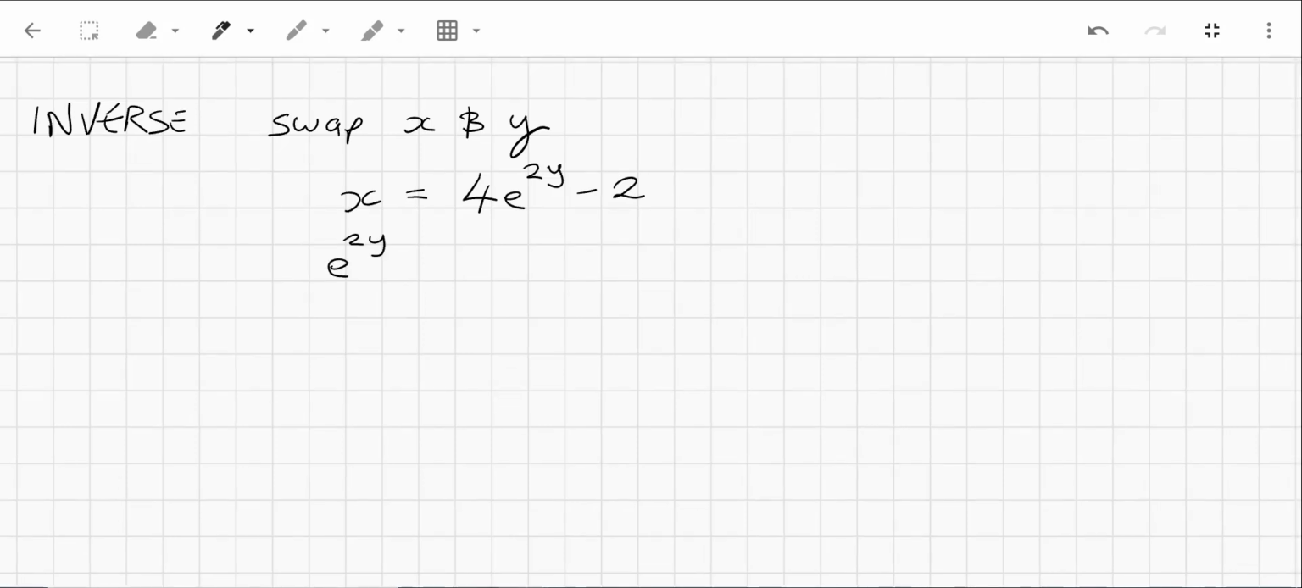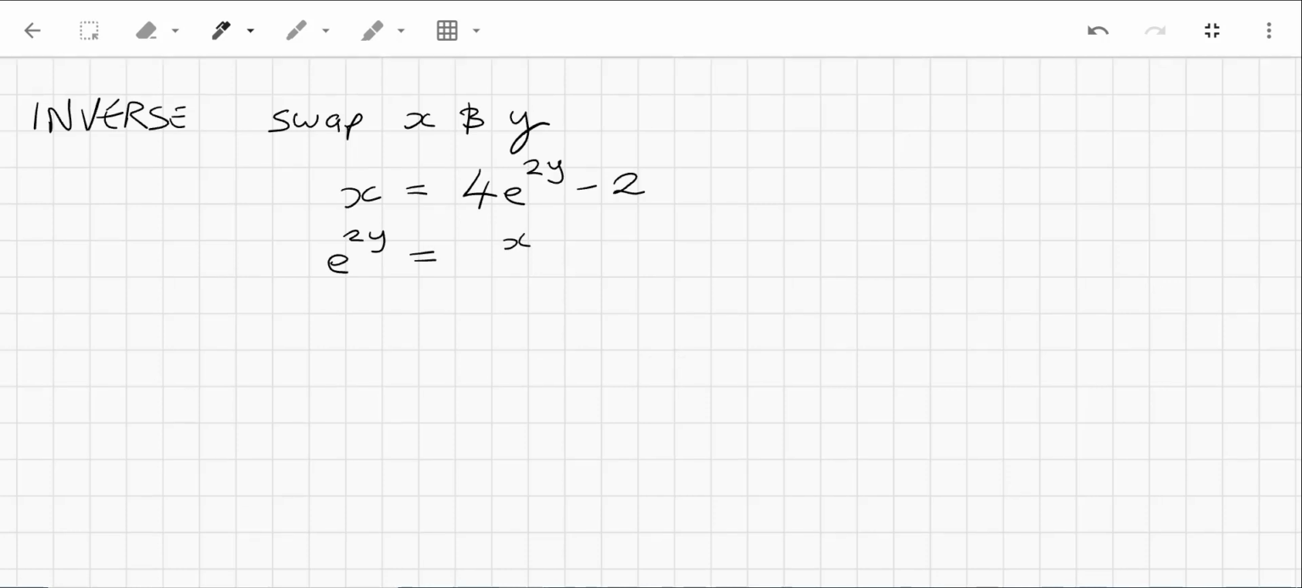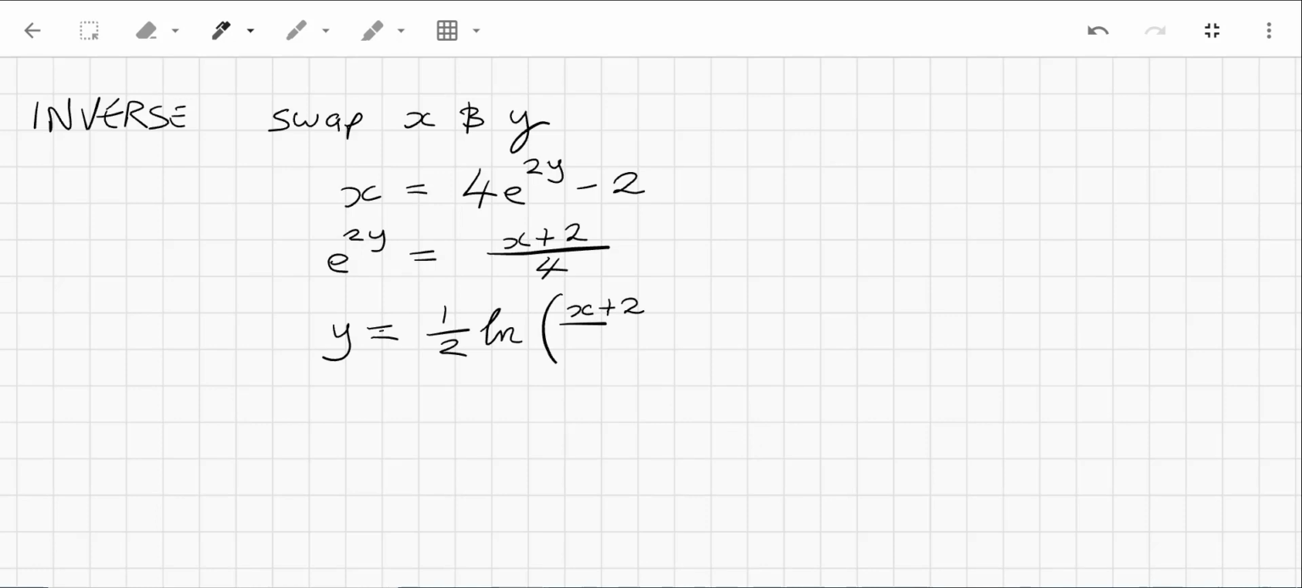Now I'm going to add 2 onto the left and divide by 4. So e to the 2y is equal to (x plus 2) divided by 4. Then taking the natural logarithm of both sides and then dividing the 2 underneath, y is equal to 1/2 ln of (x plus 2) over 4. So therefore, the equation of my inverse, f inverse of x, is equal to 1/2 ln of (x plus 2) over 4.